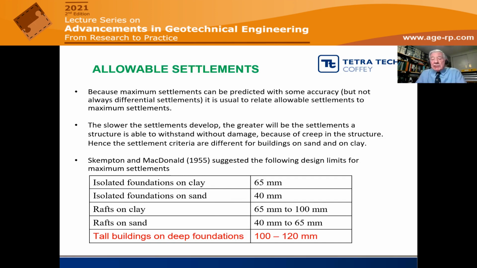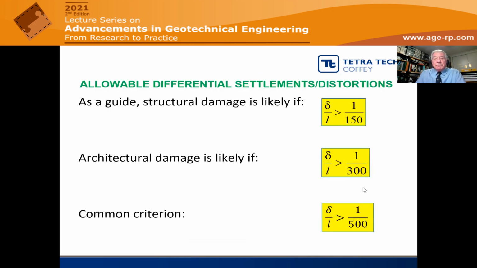Now, in recent years, where we've had to be designing buildings that are hundreds of meters tall, it's very difficult to limit settlements to these sorts of values. And so we've had to expand our allowable settlements to 100 to 120 millimeters. We have buildings in Frankfurt in Germany that have settled in excess of 120 millimeters and are performing just fine. So it is possible to have greater settlements than the ones that we used to be limited to.